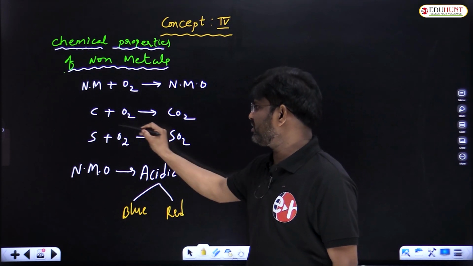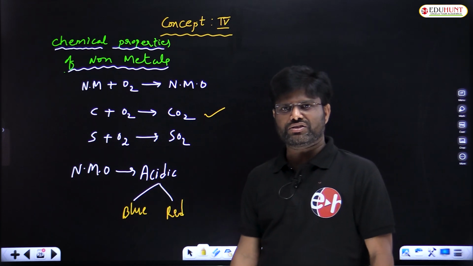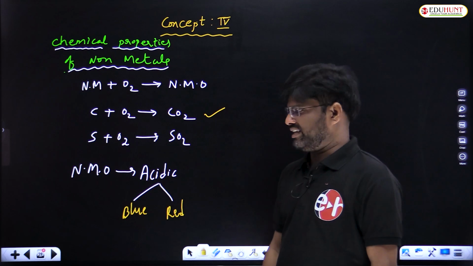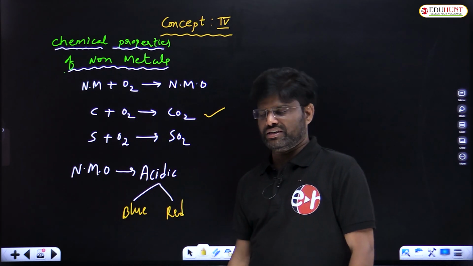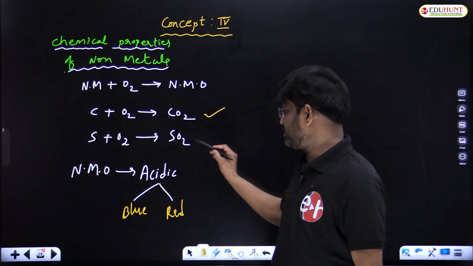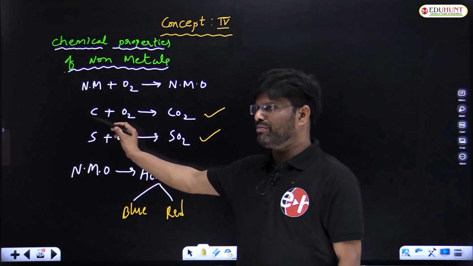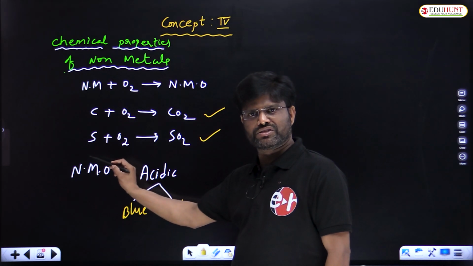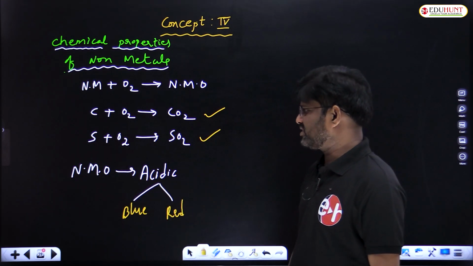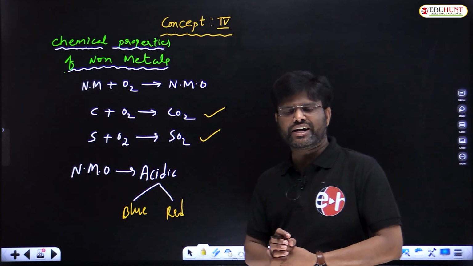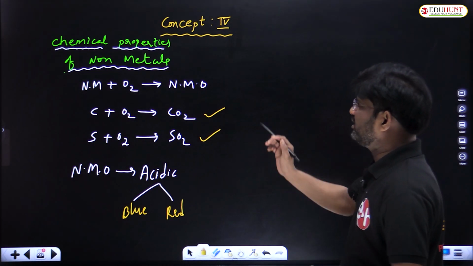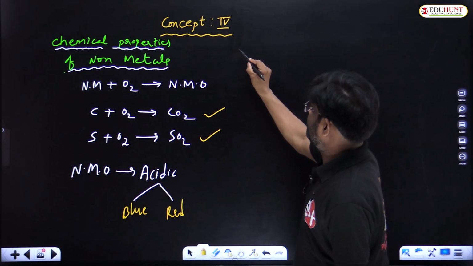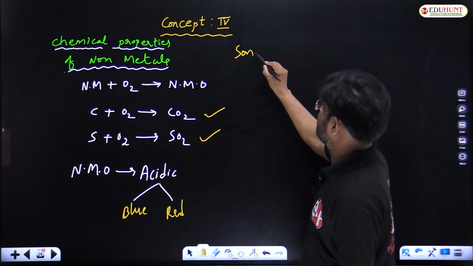Non-metals react with oxygen and form non-metal oxides. Carbon reacts with oxygen and produces carbon dioxide, and sulfur also reacts with oxygen and forms sulfur dioxide. So these are the non-metal oxides. Okay children, understanding? So this is about non-metals. Now I am going to explain some non-metal oxides.